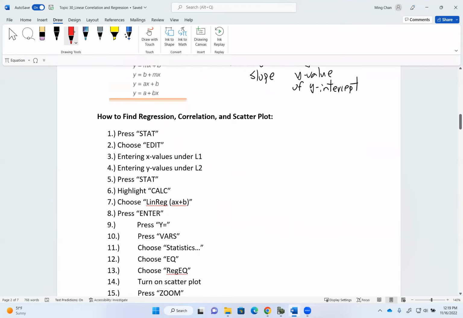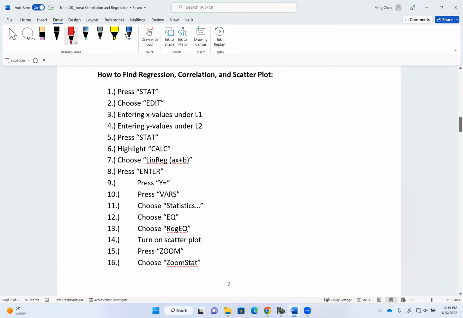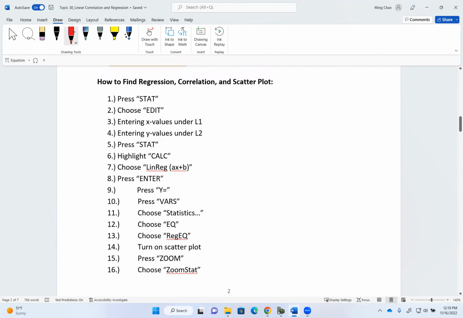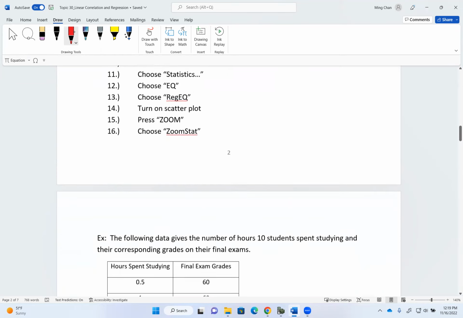All right, so here are the steps. The first 8 steps basically show you how to use a calculator to compute the linear regression. From step 9 to 16, that's showing you how to graph the scatter plot along with your linear regression. So in a minute, in the example I have, we will figure out what our linear regression is, and then we'll graph the scatter plot and the line. We'll do all that one time.